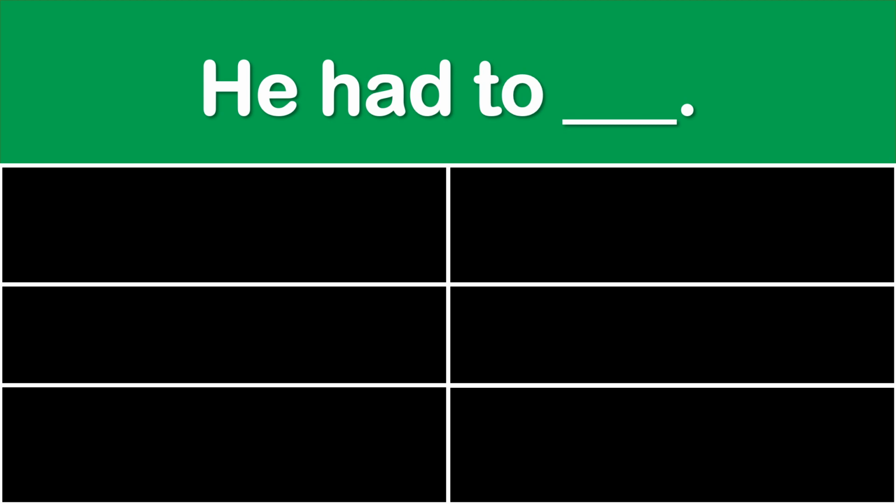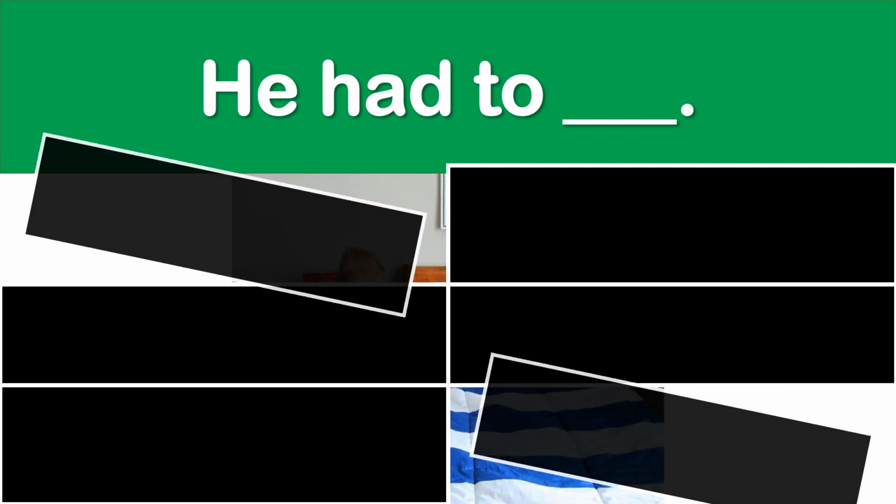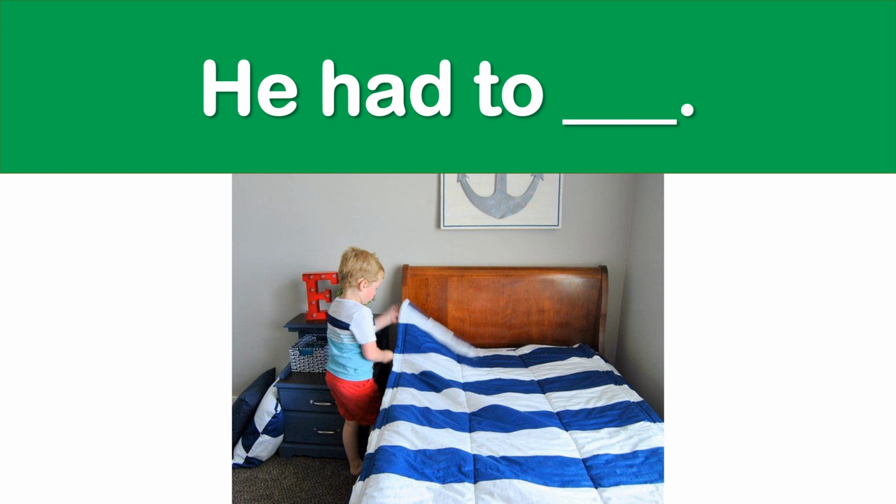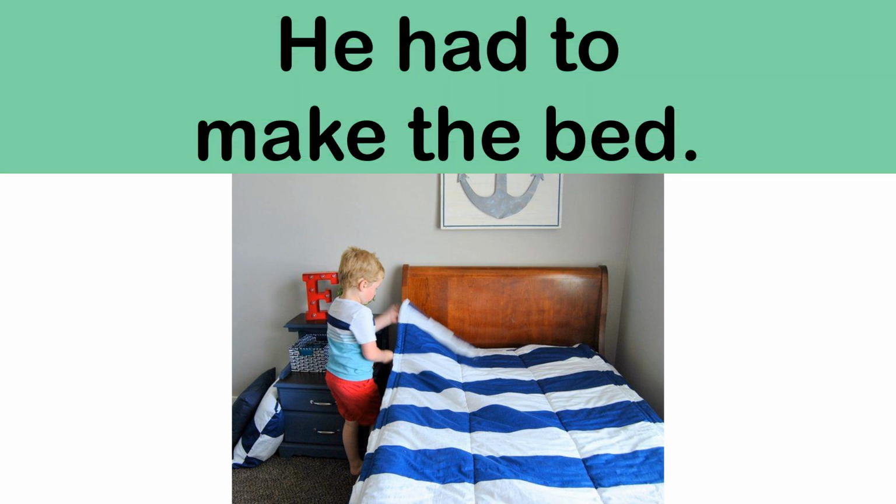All right, here's another affirmative or yes sentence. Try and tell me what he had to do. Say it out loud. Something you might have to do in the morning. This one is, he had to make the bed. Say it after me. He had to make the bed. Is this something you had to do this morning?